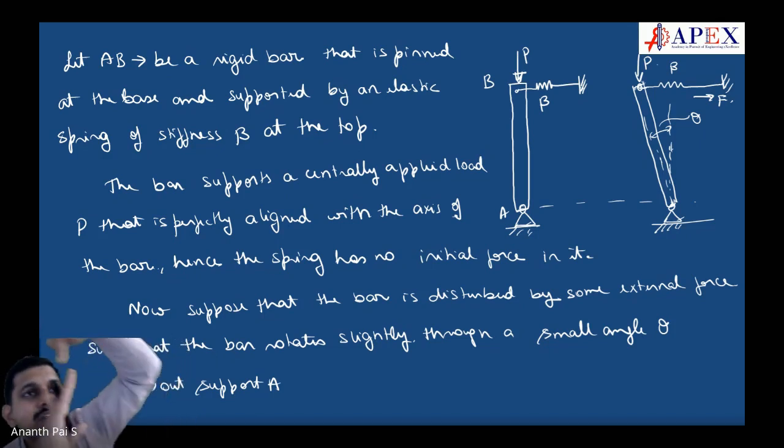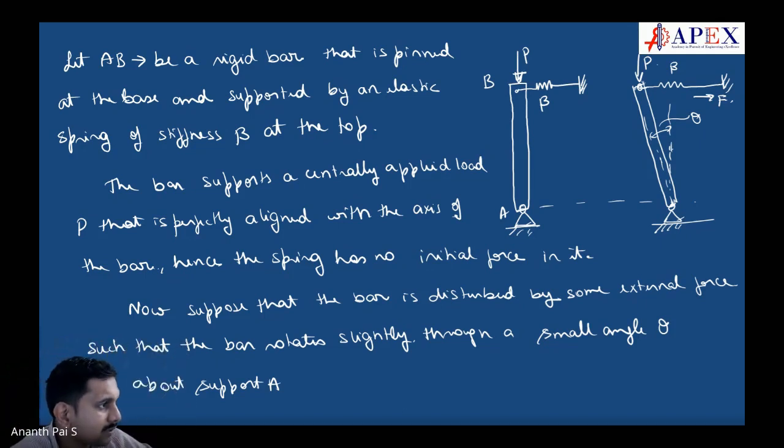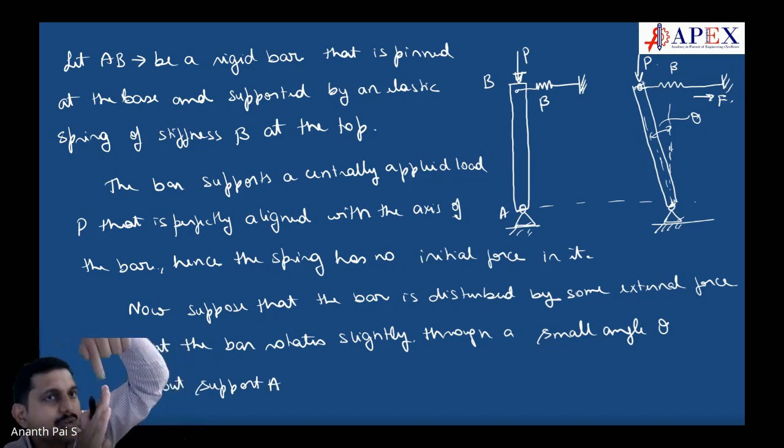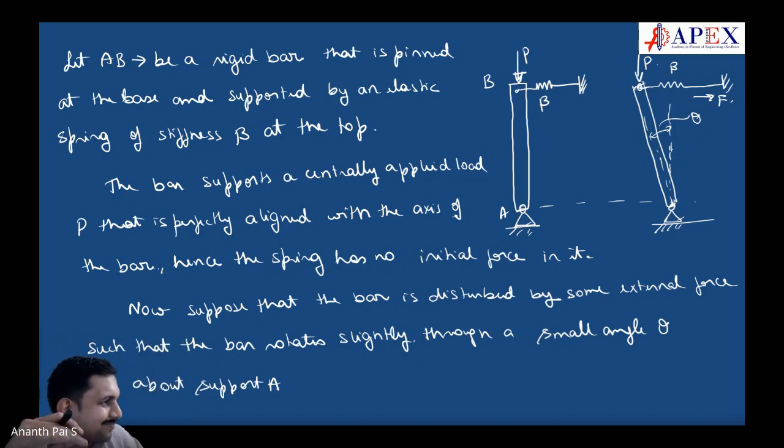So there will be a critical P. Below the critical P, it will come back when the disturbance is removed. If it's more than that, it will continue deforming. So we have to find out that P critical. That is our main purpose. So let us do that.